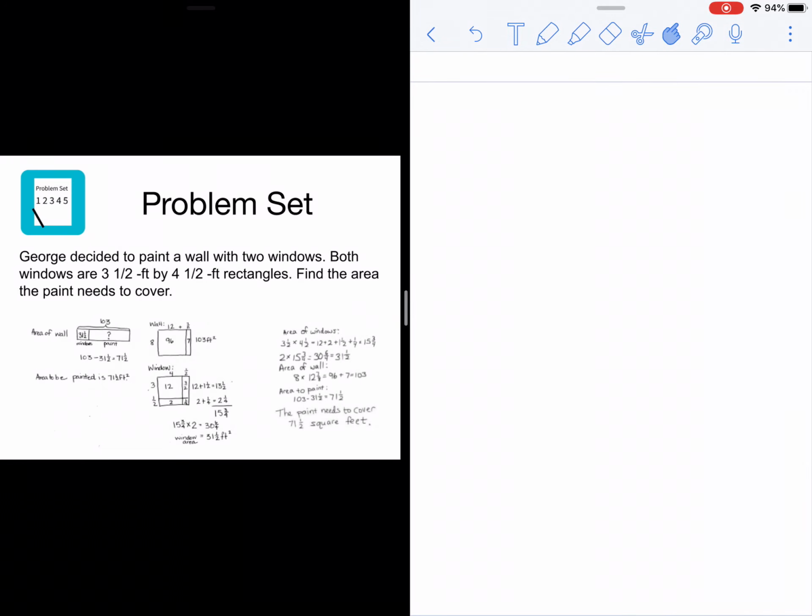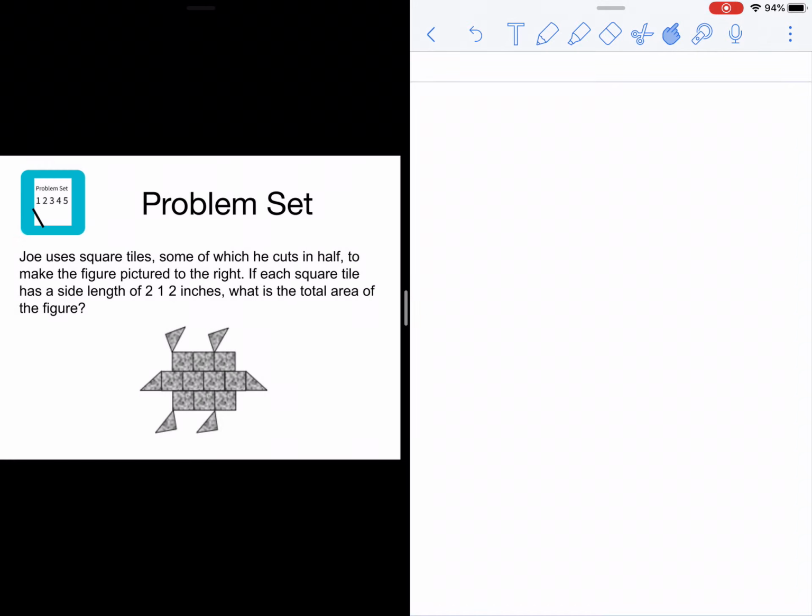This is just showing you exactly what they did, which is pretty much what we did. All right, next one. Joe uses square tiles, some of which he cuts in half to make the figure pictured to the right. If each square tile has a length of 2 1/2 inches, that's supposed to say 2 1/2 inches, what is the total area of the figure?